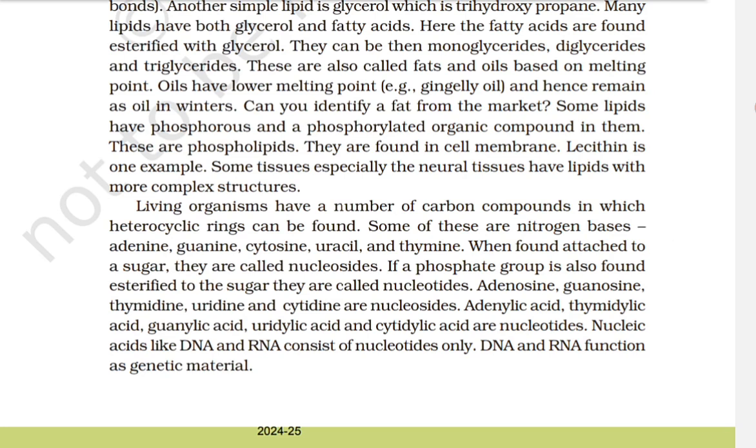Nucleic acids like DNA and RNA consist of nucleotides only. Only है यहाँ पे, ठीक है, important line है, only correct है. DNA and RNA function as genetic material.